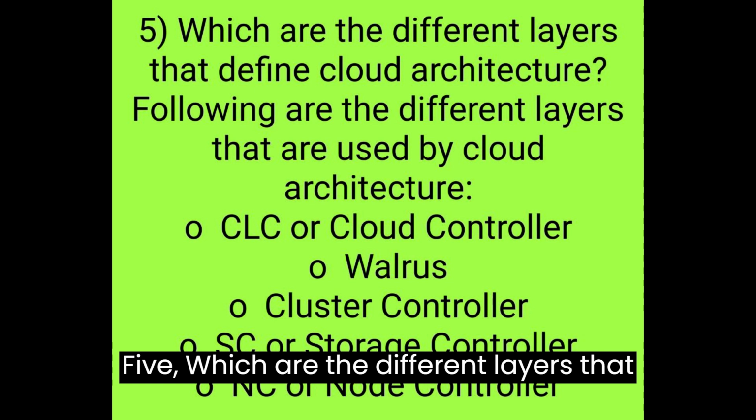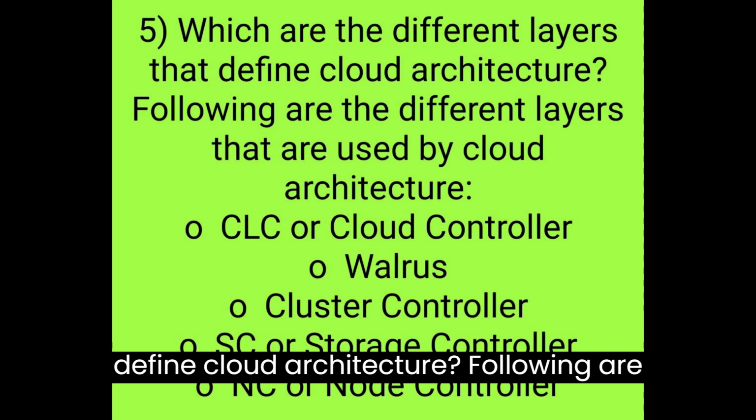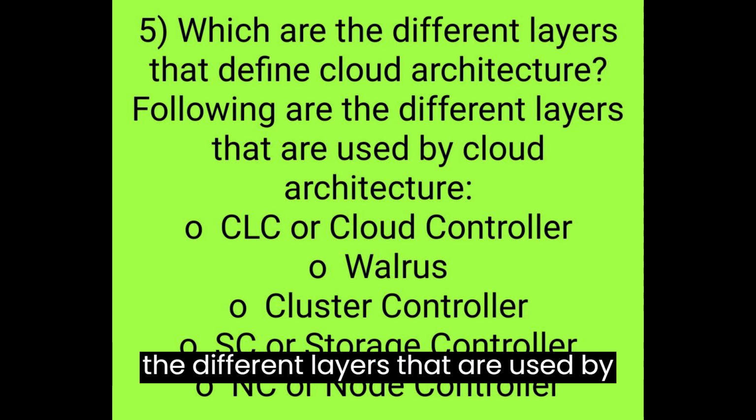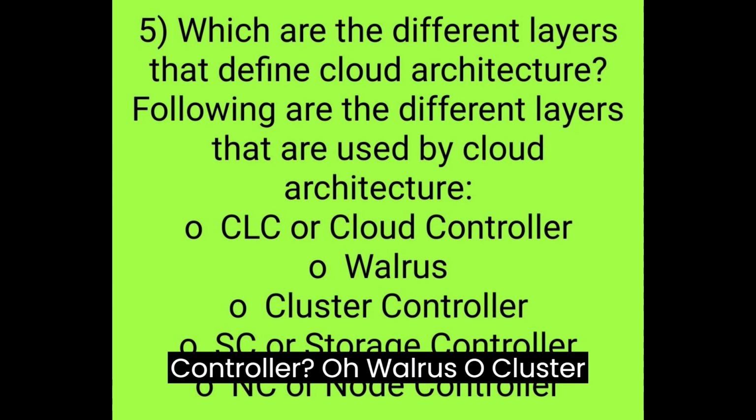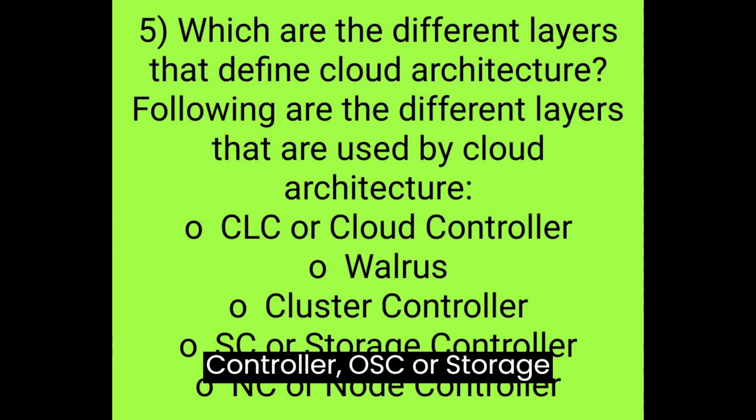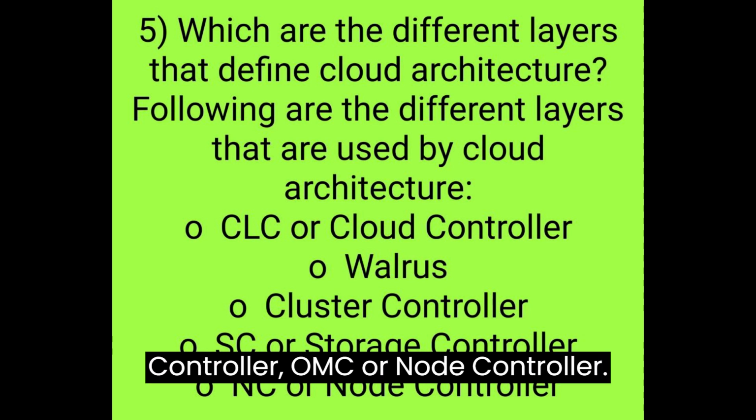5. Which are the different layers that define cloud architecture? Following are the different layers that are used by cloud architecture. CLC or cloud controller. Walrus. Cluster controller. SC or storage controller. NC or node controller.